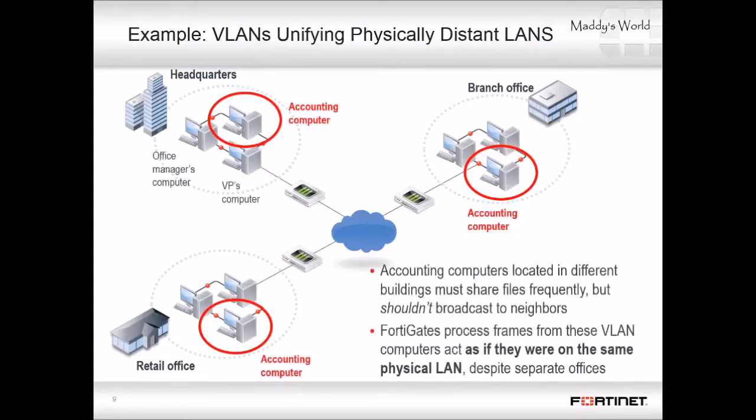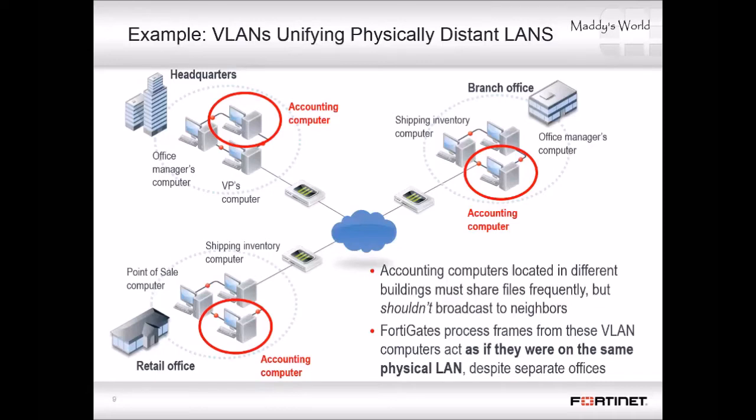In this example, computers located in separate buildings are part of the same department, accounting. They often share files, which results in much traffic. But notice the other computers in each subnet. They are not part of accounting. They are connected to the same switch only because they are located in the same room, not because they are logically related. They shouldn't be bombarded with frames from accounting computers.